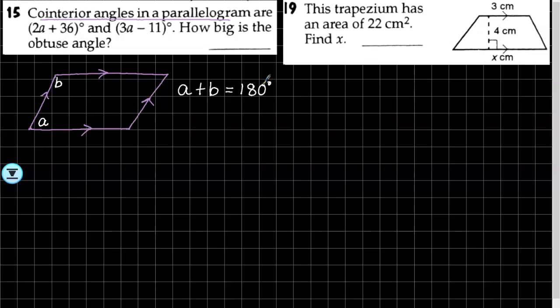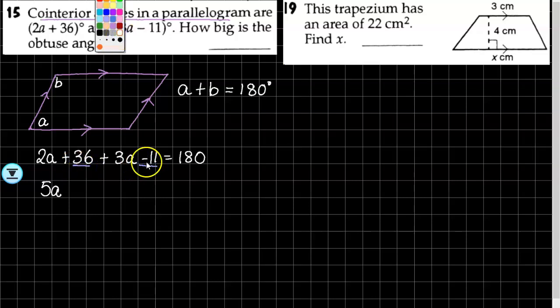Okay, so that's what we're going to do now. We're going to write that property. We're going to say if the 2 angles are 2a plus 36 and 3a take 11, then 2a plus 36 plus 3a take 11, that has to equal 180. Let's gather up our like terms. So 2a plus 3a, we've got 5a. 36 take 11, right? Those are like terms there. I'll underline them for you if you like. So 36 take 11 is 25.